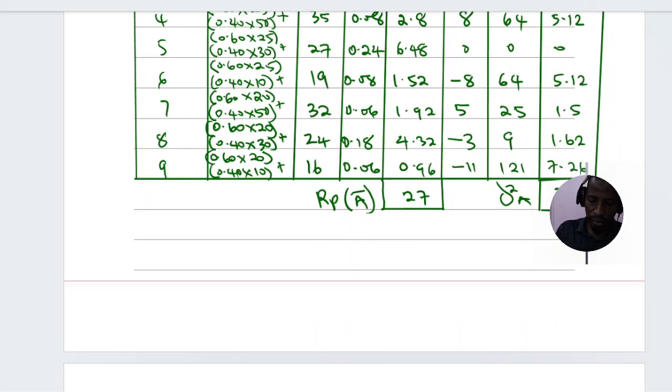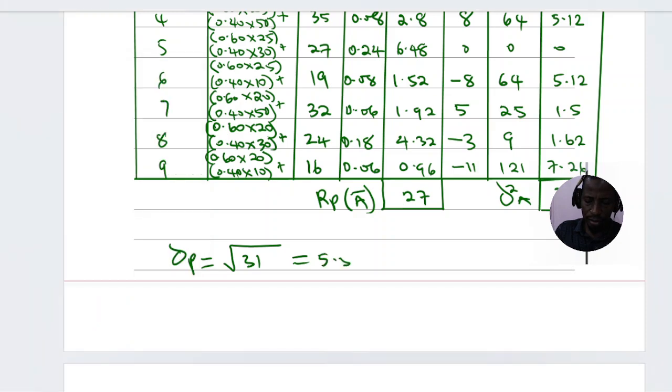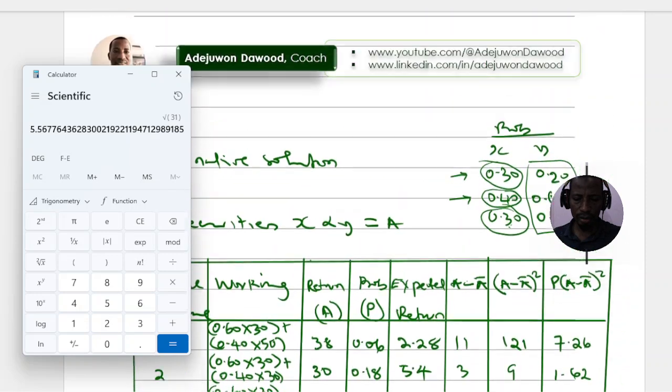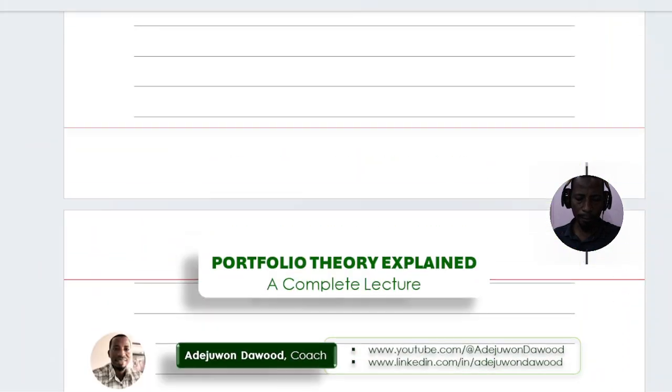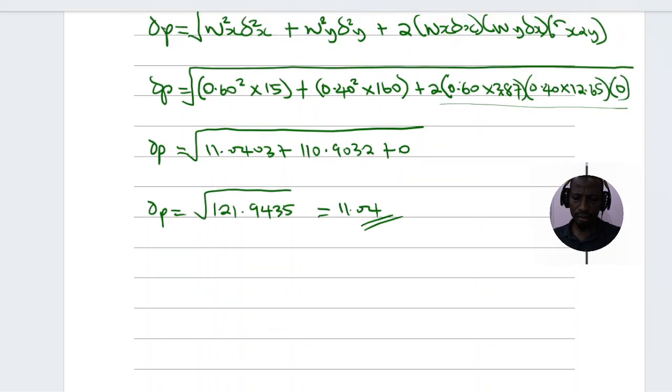Therefore, the risk of the portfolio will then be equal to the square root of the variance of 31. Okay, so square root is 5.57. Is it 5.57? Yeah. Okay, that's it. So what do we get using the formula? Using the formula, we got 11.04. Then something is wrong somewhere. Should have gotten the same answer.